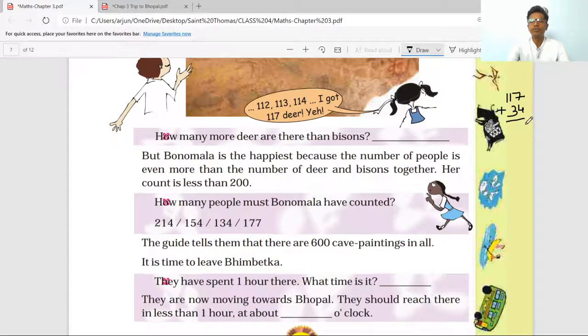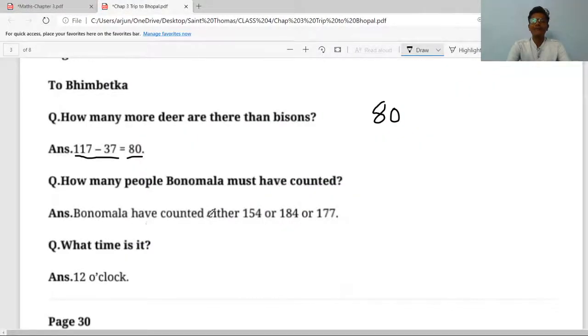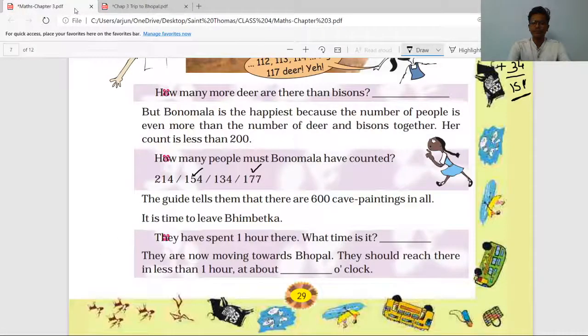So 7 plus 4 is 11, right? 1 plus 1 is 2, 2 plus 3 is 5, and 1 plus 0 is 1. So the number of people will be more than 151 but less than 200. From the options we can see the numbers more than 151: 154, 184 and 177. 214 cannot be taken because that is more than 200. So Bonomala counted either 154, 184 or 177. Right?